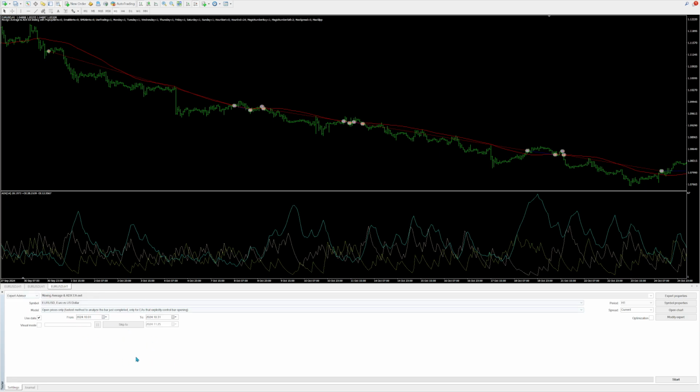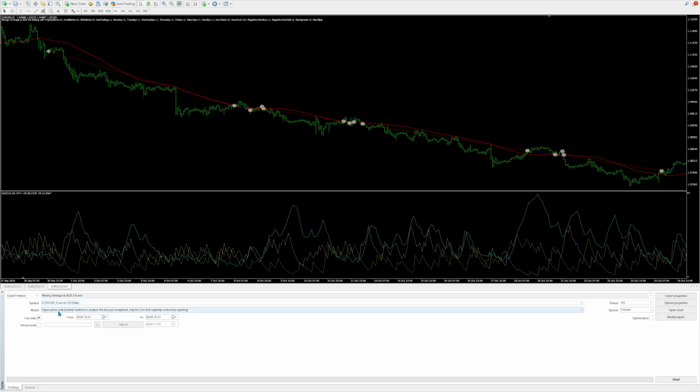This is the strategy tester window where I have loaded the moving average and ADX EA. As the name suggests, this EA combines these two popular indicators, and the main purpose is to try and capture entry points into the trend. Okay, so in the strategy tester, you can choose which symbols you want to test the EA on. So I've chosen the euro dollar here.